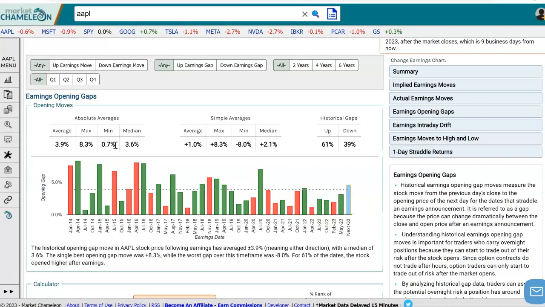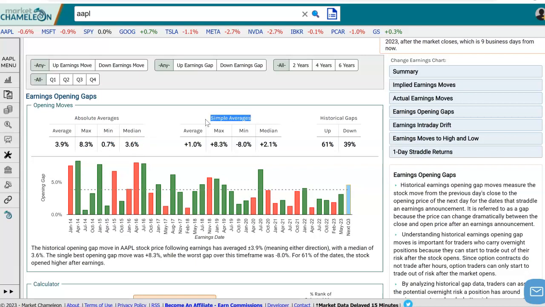So let's read some of these stats. For Apple, we see on average, Apple gapped plus or minus 3.9% on that initial move. And that's this line that goes all the way across through the data, showing us this average move of 3.9%. The biggest opening gap was 8.3%. The lowest gap was 0.7%, and the median gap is 3.6%.